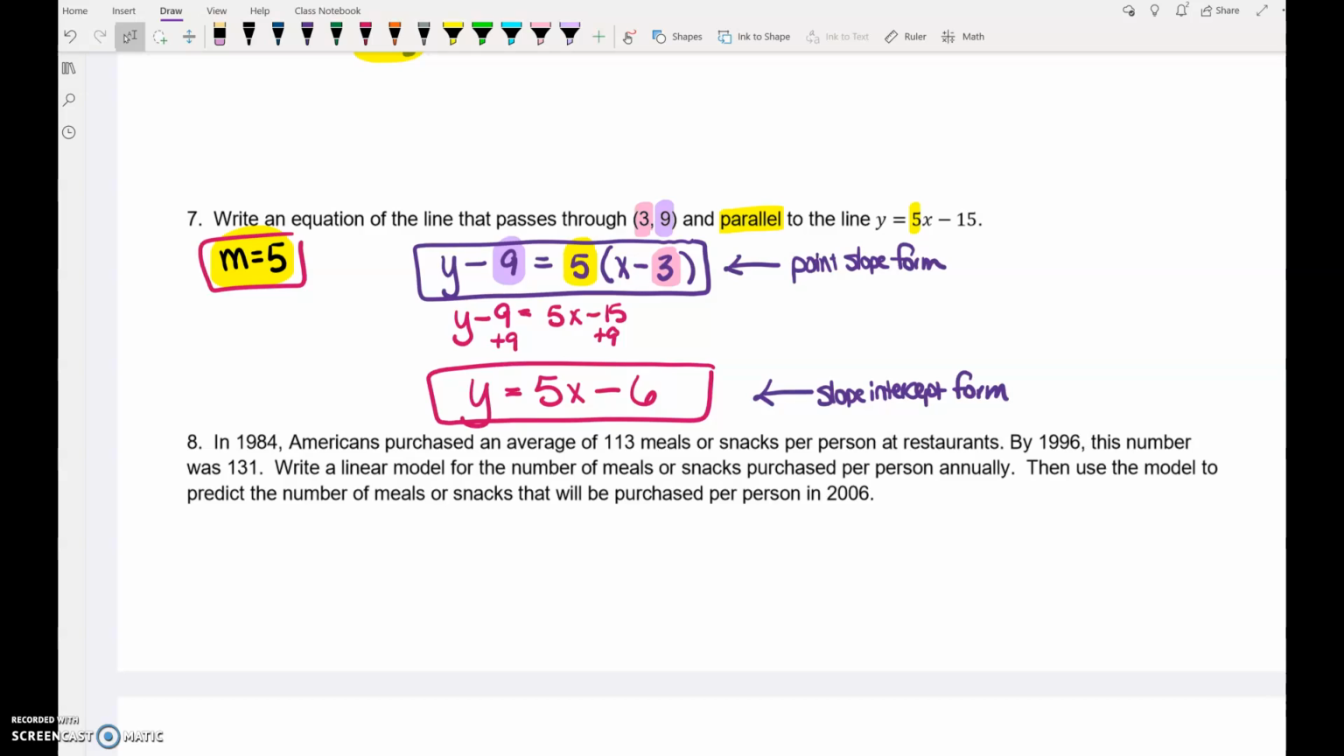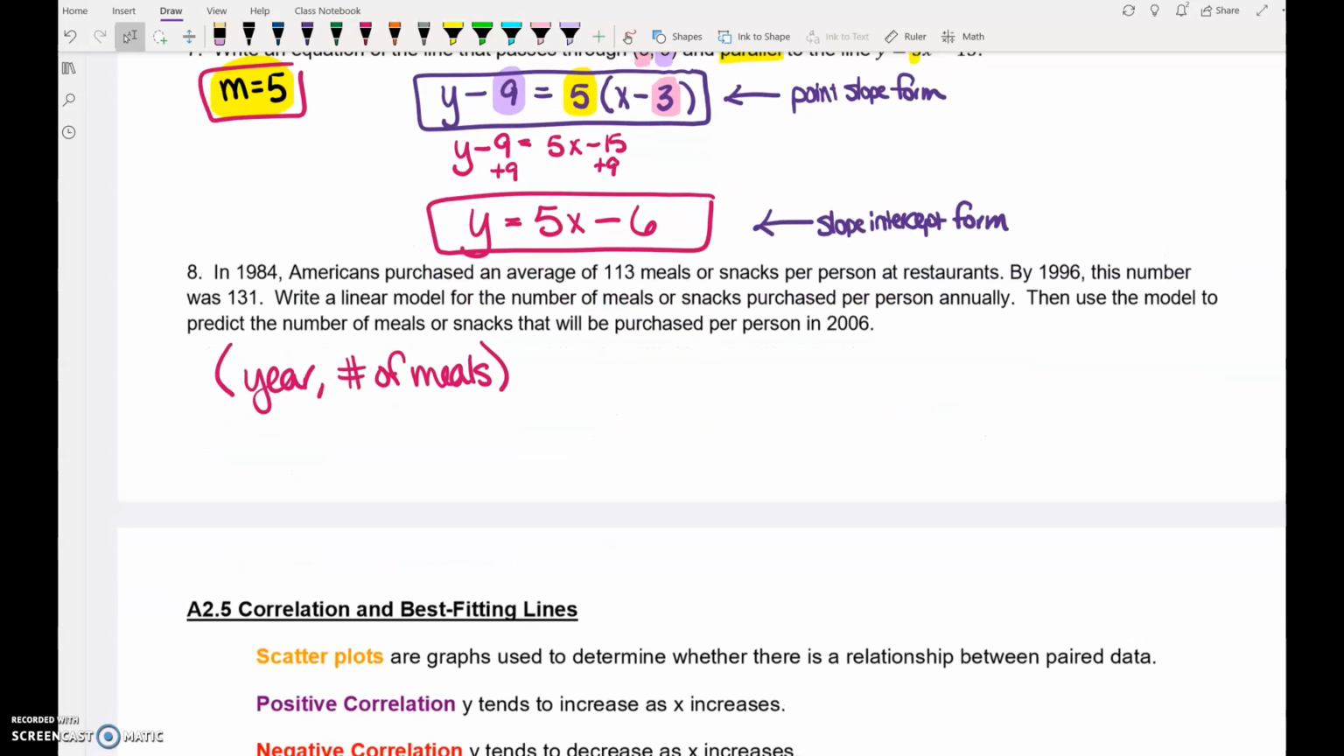Basically, they want you to create 2 points, find the slope, write it in point slope form, convert it into slope intercept form, and then use that equation to estimate how many meals or snacks will be purchased in 2006. So just remember that when you're setting this up, you want year, comma, number of meals for each of your points. And you can choose, in this case, if you want to use the actual 1984 and 1996, or if you want to use x as the number of years after 1984. It's totally up to you.